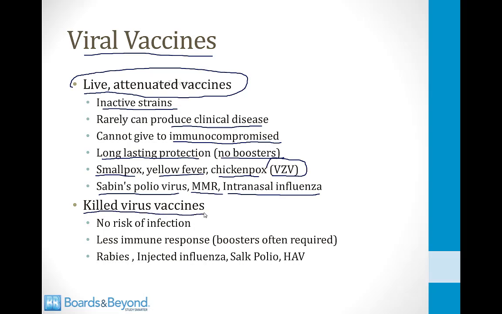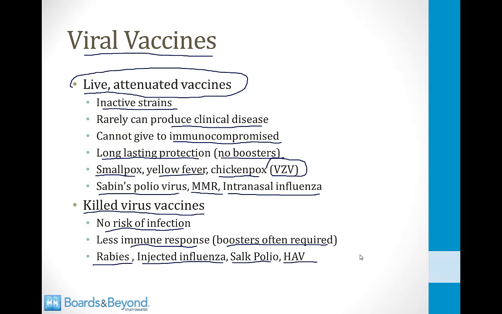So these are killed viruses, obviously, and there's no risk of infection because the virus is dead. However, these generate less immune response, so you often have to give boosters more often than with live attenuated vaccines. And we use killed virus vaccines for things like rabies. The injected influenza vaccine that you get every year if you get a flu shot is a killed virus vaccine. The Salk polio vaccine, which is another type of polio vaccination, is a killed virus, and so is the hepatitis A vaccine.